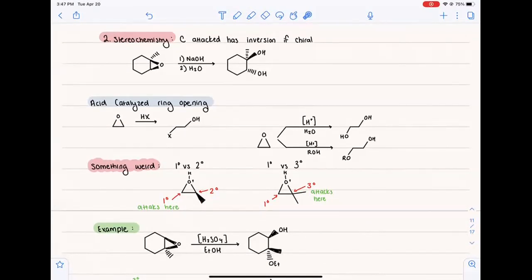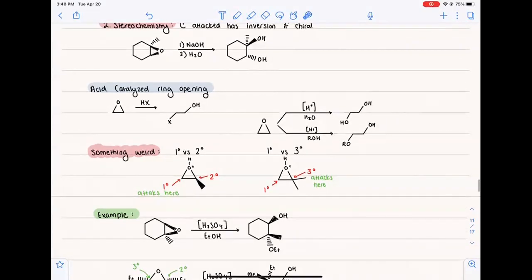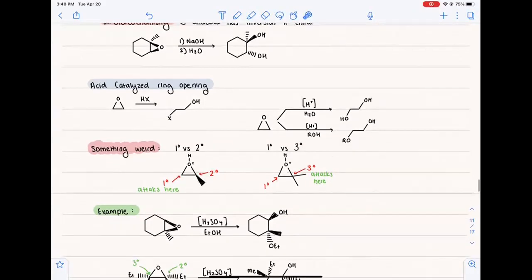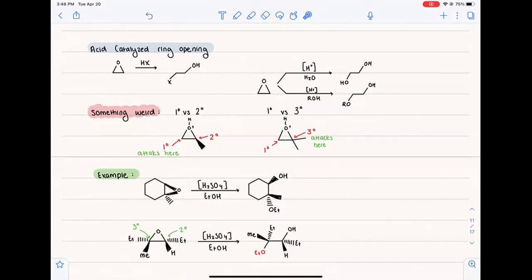When we have acid catalyzed ring opening, there are a lot of things that can open rings, by the way. That was in the book. There were like 8 of them, like CN was one of them. Something weird though, when we have a secondary carbon compared to a primary carbon, then the acid catalyzed reaction attacks at the primary. But when we have primary and tertiary, it attacks at the tertiary.